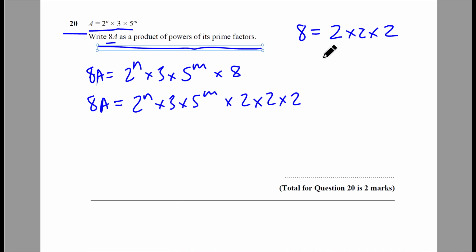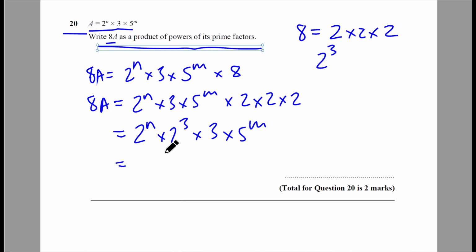Now I'm doing this so you understand, right? So that's the same as 2 cubed. So let's just write this together: 2^n times 2 cubed times 3 times 5^n. I'm writing these next to each other because it's multiplication, so it doesn't really matter which order you write it, it all equals the same.